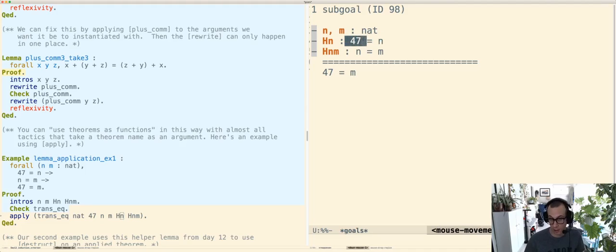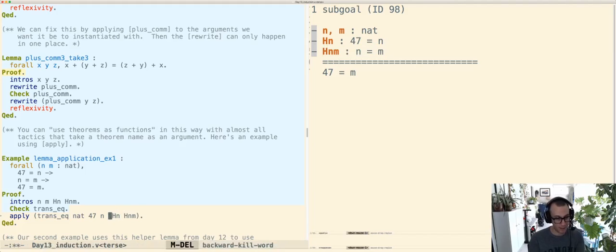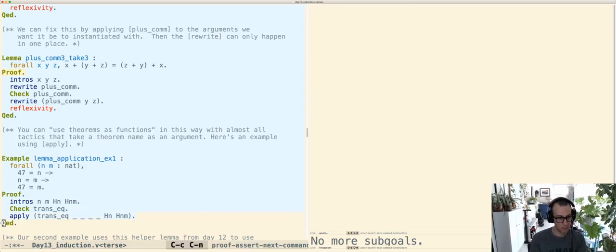Because, well, look, we have to be doing equalities on nats. The first one's 47, the second one's n. And then once I supply hnm, well, now I know what all 3 things are. So I can just write underscores. Right? Basically saying, Coq, infer the things that I'm equating, but use these 2 equations.